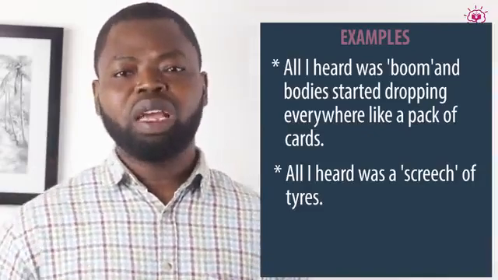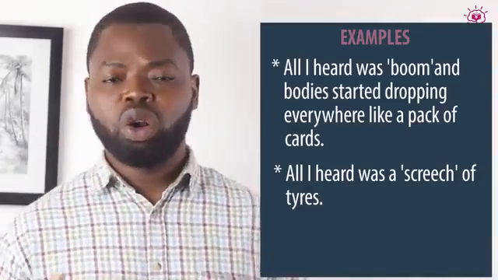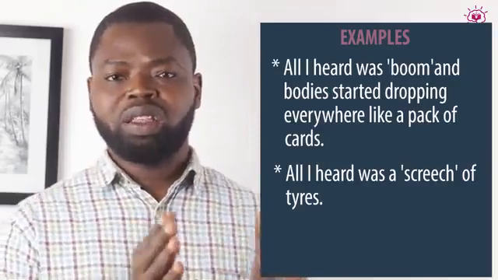So the sound is prioritized in onomatopoeia. So we use the sound that a thing makes instead of the thing itself for a figurative expression in the case of onomatopoeia. Now, the next on our list is the synecdoche. And synecdoche is a figurative expression in which a part of something is used to represent the whole.